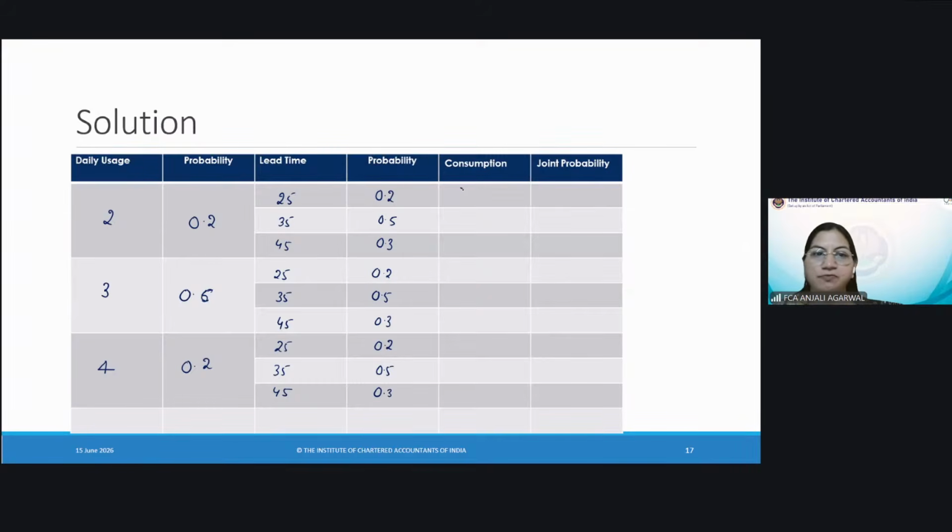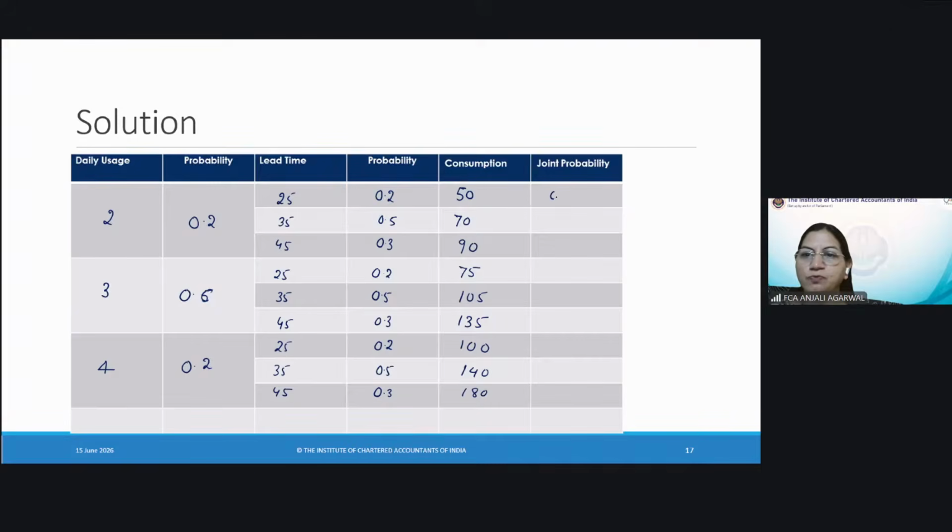So your consumption would be 50, 70, 90, 75, 105, 135, 100, 35 into 4, 140, and 180. And you will also calculate the joint probability.